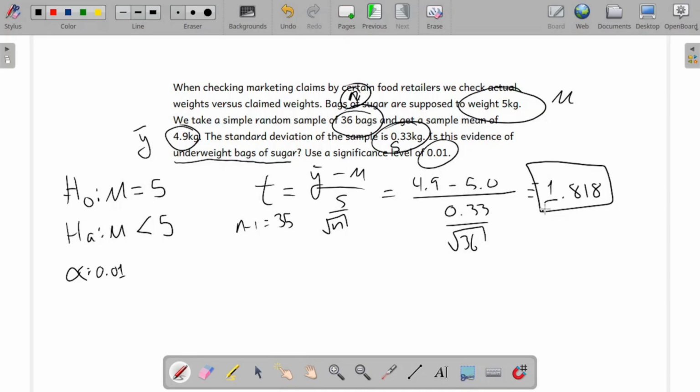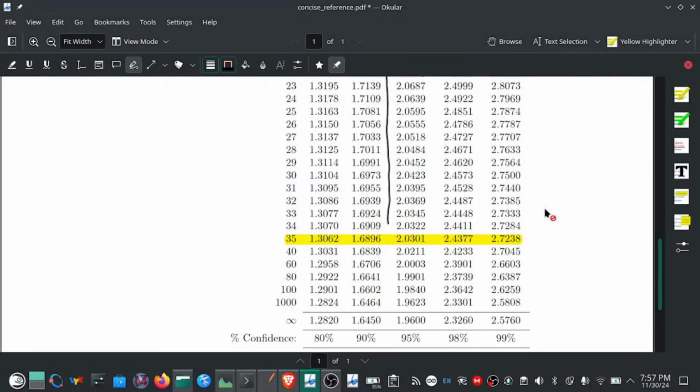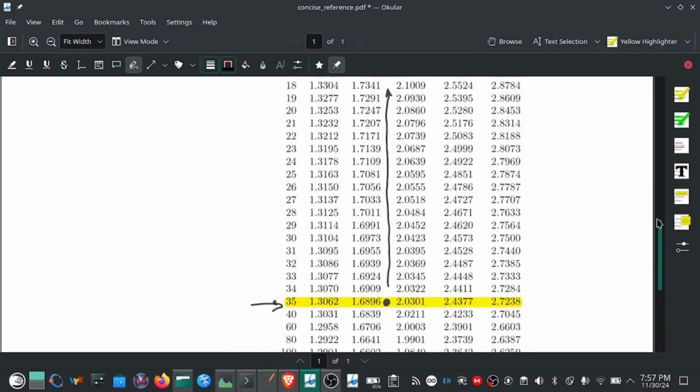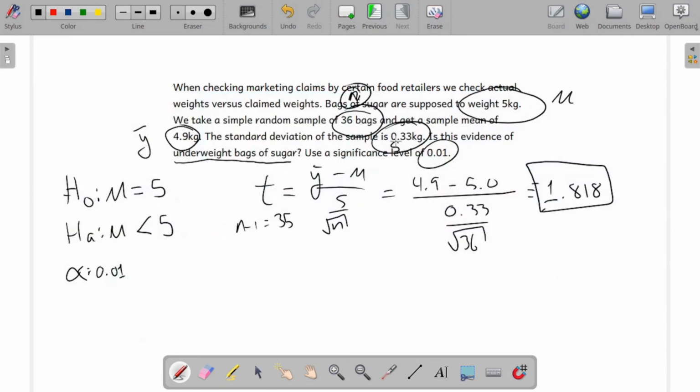Now, let's go to the t-table and see what that produces for a p-value. So here's row 35, and 1.818 lies between these two values. So as far as the p-value goes, we must go to the top of the page. Our p-value is less than 5% and greater than 2.5%. I'm going to come back to this notation in just a moment. I want to expand on that, but let's finish our problem first.